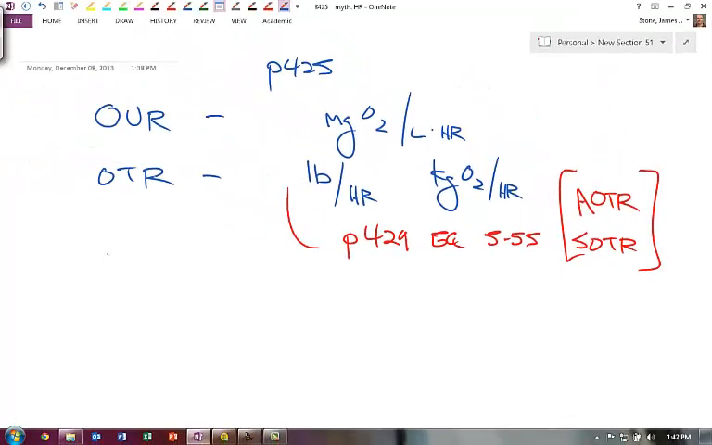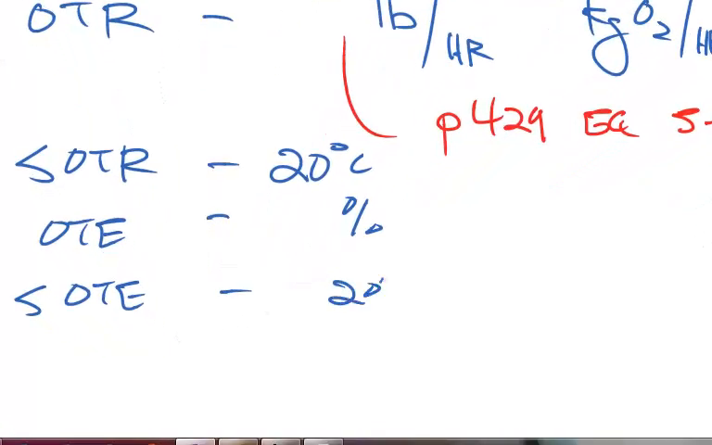And then we also have the standard oxygen transfer rate. That would be at 20 degrees C. Oxygen transfer efficiency, OTE, is the efficiency, how much percent. So as you put in a certain amount, how much of that is actually effectively utilized or imparted into the system. And of course the standard oxygen transfer efficiency at 20 degrees C, and that would be a percentage.